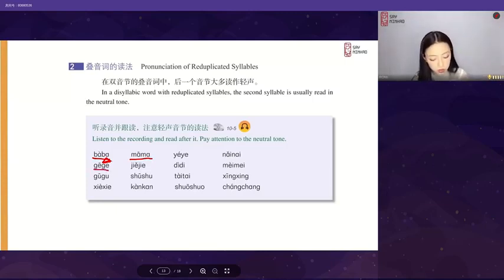Another one, this one, 哥哥. It's lower. 哥哥 means brother, older brother. Okay, next one, 姐姐. It means sister, older sister, because it is after third tone, so it's higher. Next one is younger brother, 弟弟. Next, younger sister, 妹妹. Okay, so try to practice more and pay attention to the pitch of the reduplicated syllables, okay?